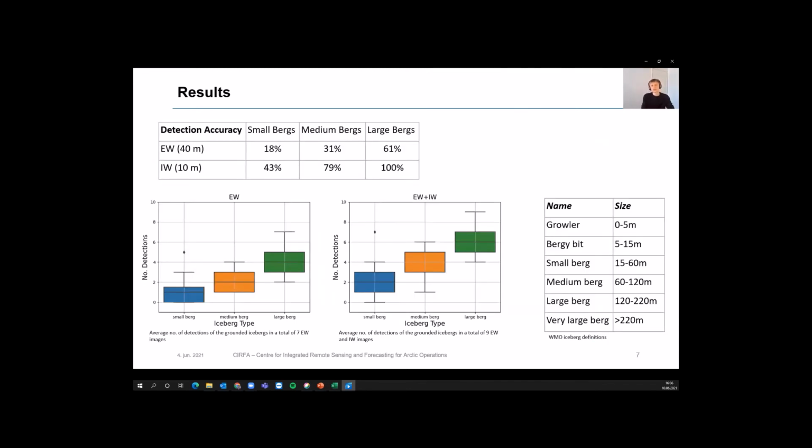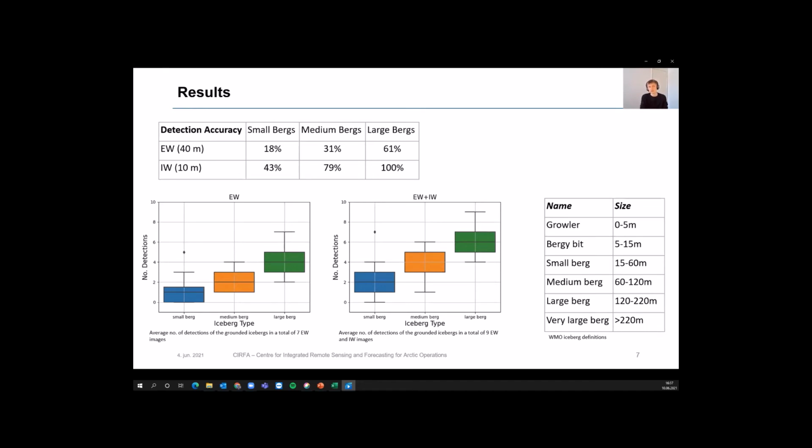We have split the results according to the iceberg size using the WMO definitions. The iceberg size in our case was calculated as the square root of the pixel area. For extra wide swath, only about a third of the medium icebergs was detected. These are icebergs that are well above the pixel spacing, the resolution, which we expected to be able to detect, but this could be attributed to the dynamic environment with a lot of icebergs contaminating the SAR approach.